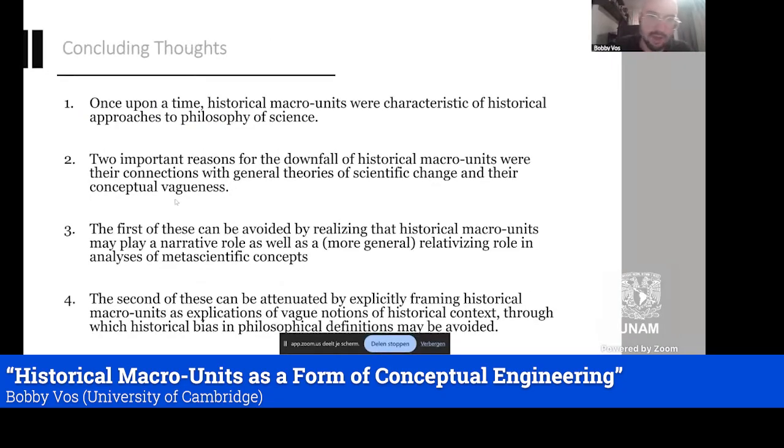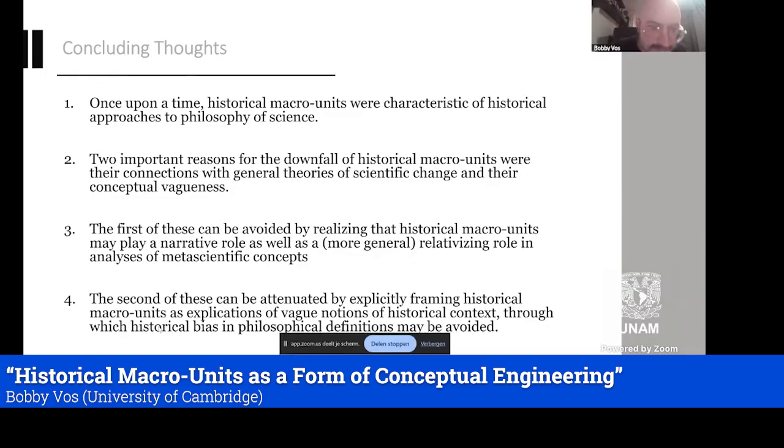Instead, I will sum up some concluding thoughts. Once upon a time, historical macro units were characteristic of historical approaches to philosophy of science. Two important reasons for their downfall were their connections with general theories of scientific change and their overall conceptual vagueness. The first of these can be avoided by realizing that historical macro units may play a narrative role as well as a more general relativizing role in the analysis of metascientific concepts. So we're not tied to only considering historical macro units in the context of theories of scientific change.